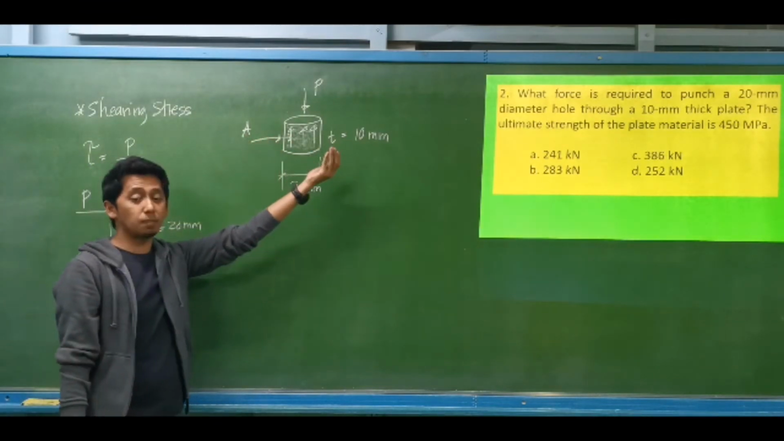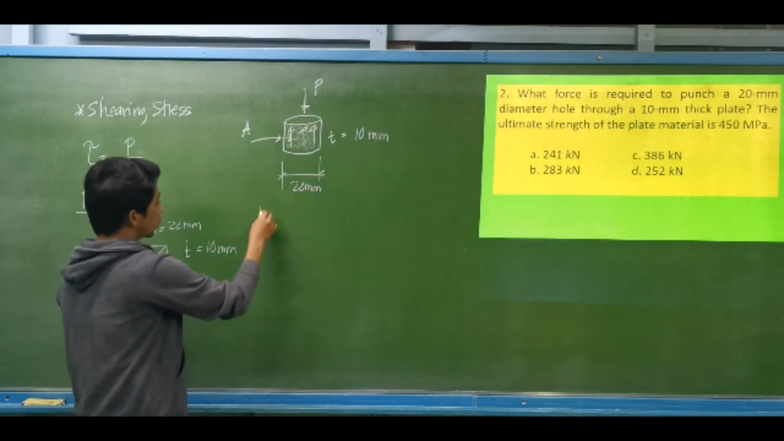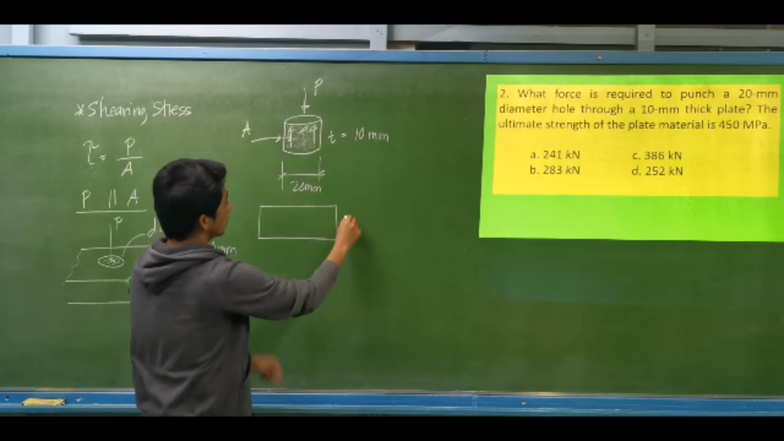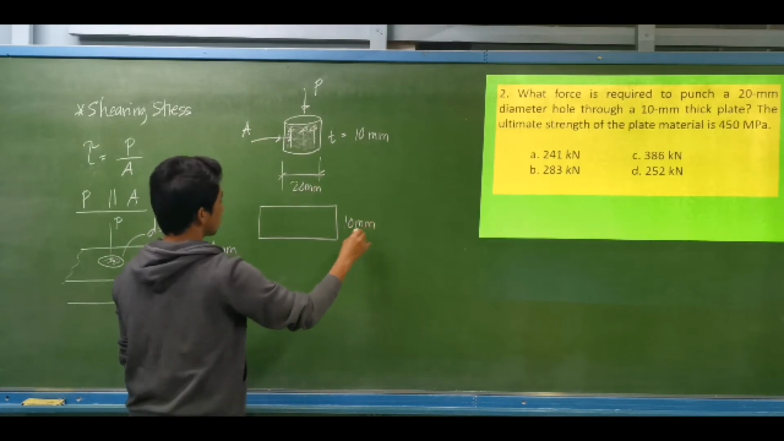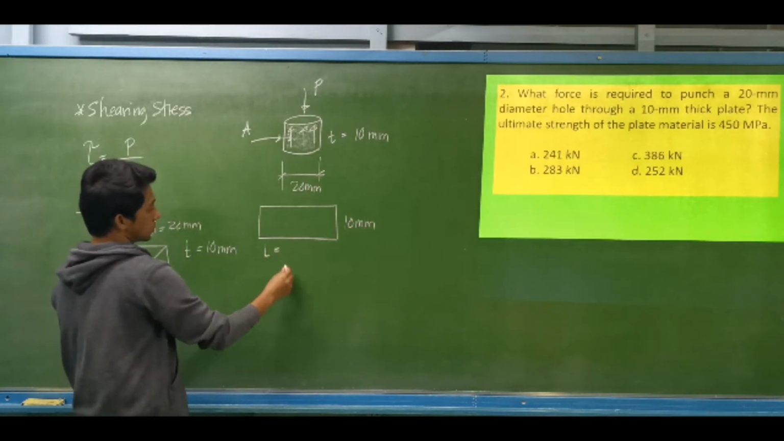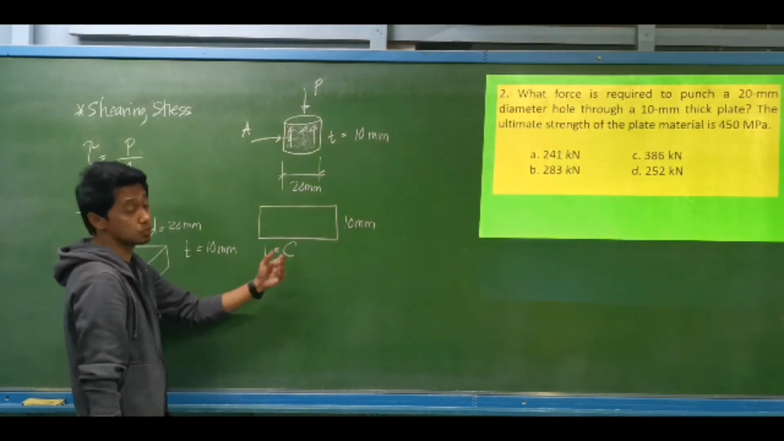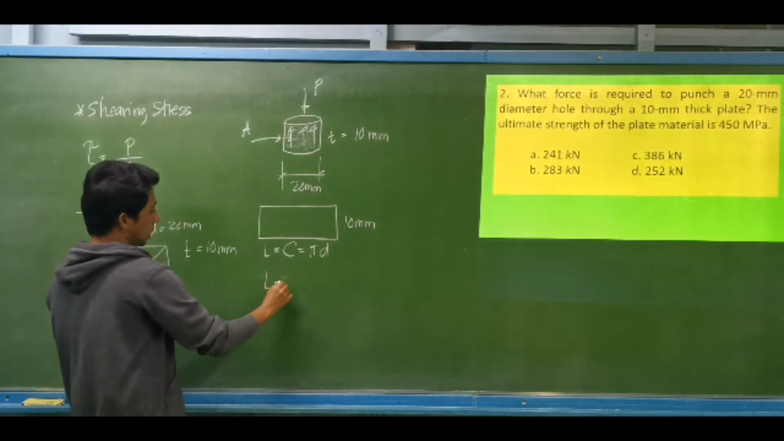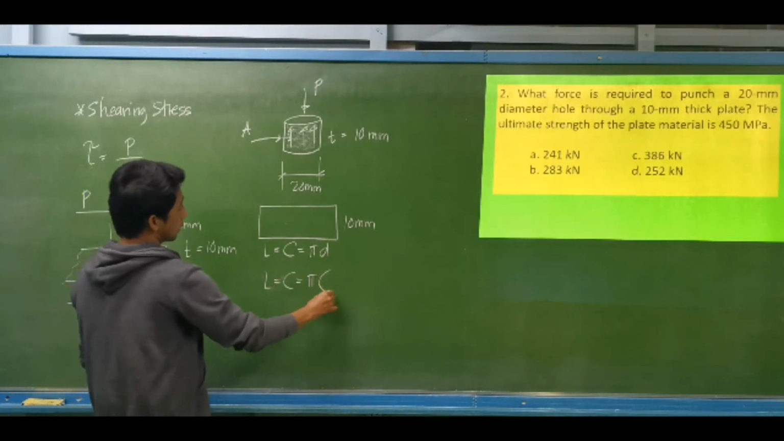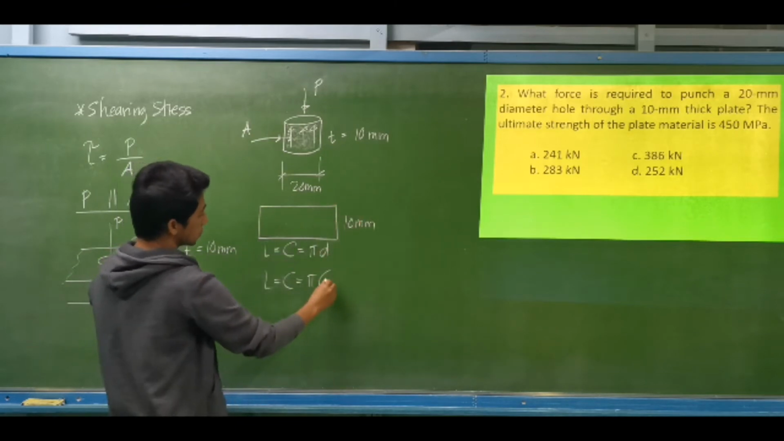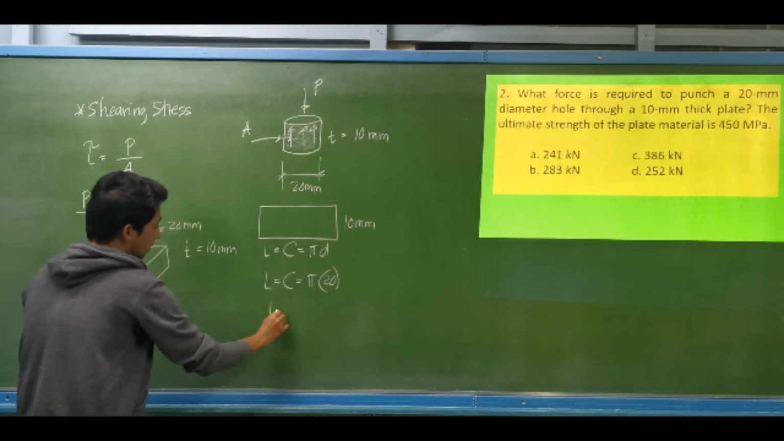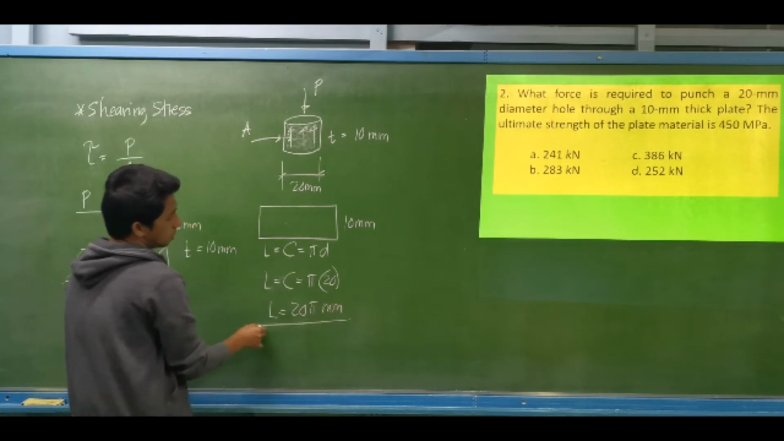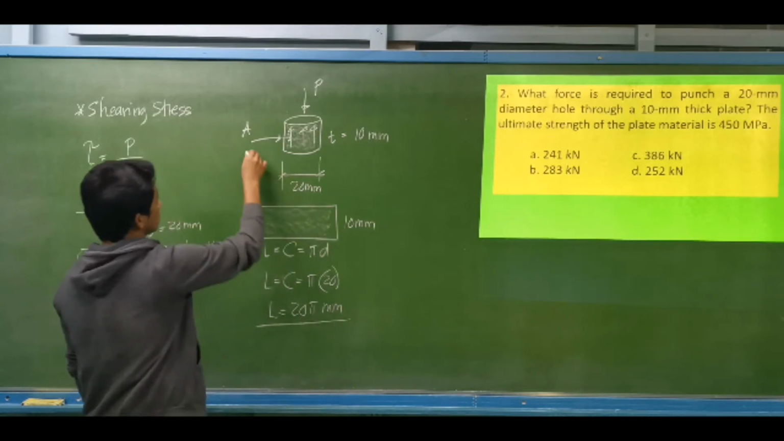That is the lateral area of a cylinder. If we spread that out, that is the same as a rectangle having a height of 10 millimeters, and its corresponding length is the same as the circumference. The circumference is pi times the diameter, so the length is pi times the diameter of the hole, which is 20 mm. So we have a length of 20 pi millimeters. This is our area.